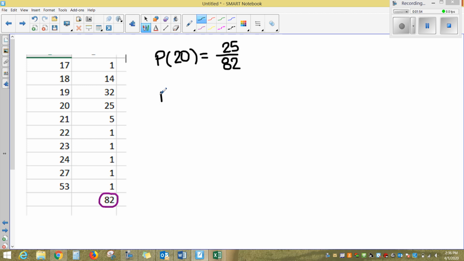If it says, what's the probability that that student is 18? Okay, then out of the 82 students that were surveyed, it looks like 14 of them were 18 years old. Now 25 over 82 did not reduce any farther, but of course 14 over 82 does. I get 7 over 41 for that probability.